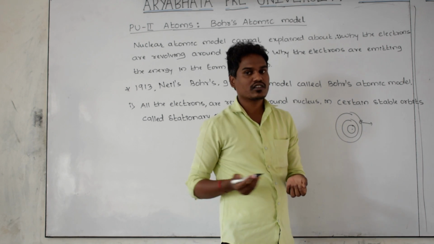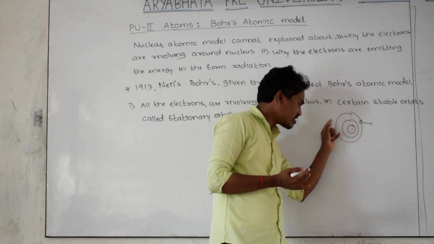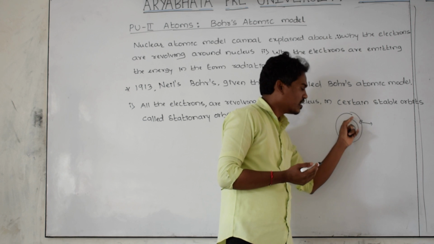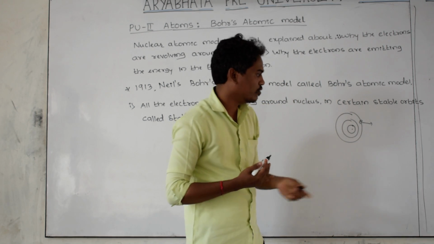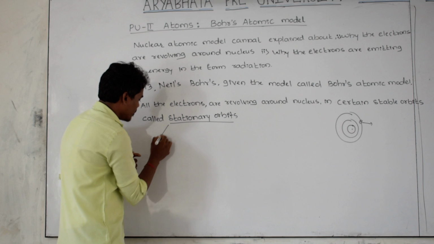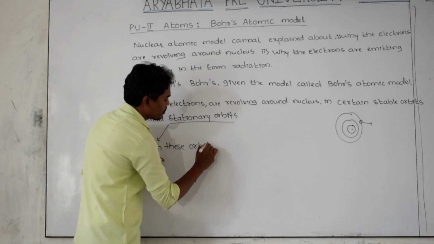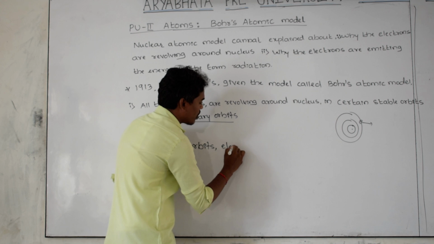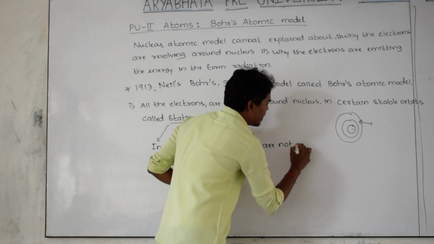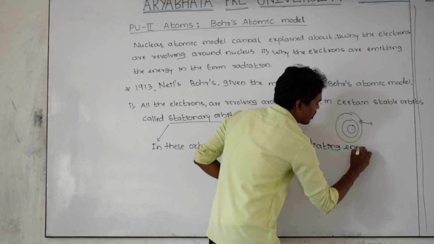But some electrons are not jumping from a higher energy level to a lower energy level. It means these electrons are continuously revolving only in this orbit. Whenever the electron is continuously revolving in this orbit, it is not going to emit any energy. Those orbits are called stationary orbits. What is a stationary orbit here? These are the orbits. In these orbits, electrons are not radiating, meaning not emitting energy.